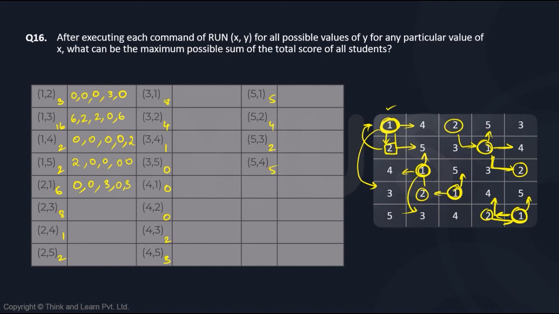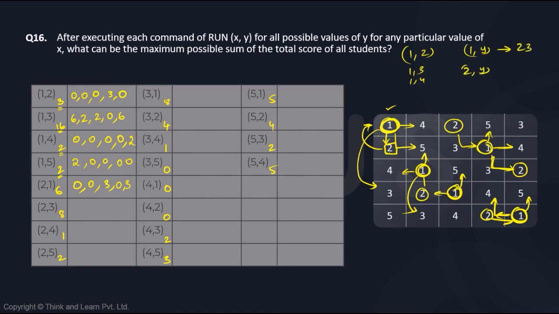Now the question is, after executing each command of run x, y for all possible values of y, for any particular value of x, what can be the maximum possible value sum of the total score of all the students? So let's say I run 1, 2. If I run 1, 2, what will be the sum of 1, 2, 1, 3, 1, 4, the sum of all of them? How much will I have? So that is a total of 3 plus 16, 19, 19 plus 2, 21, 21 plus 2. The 1, y series total will be 23.